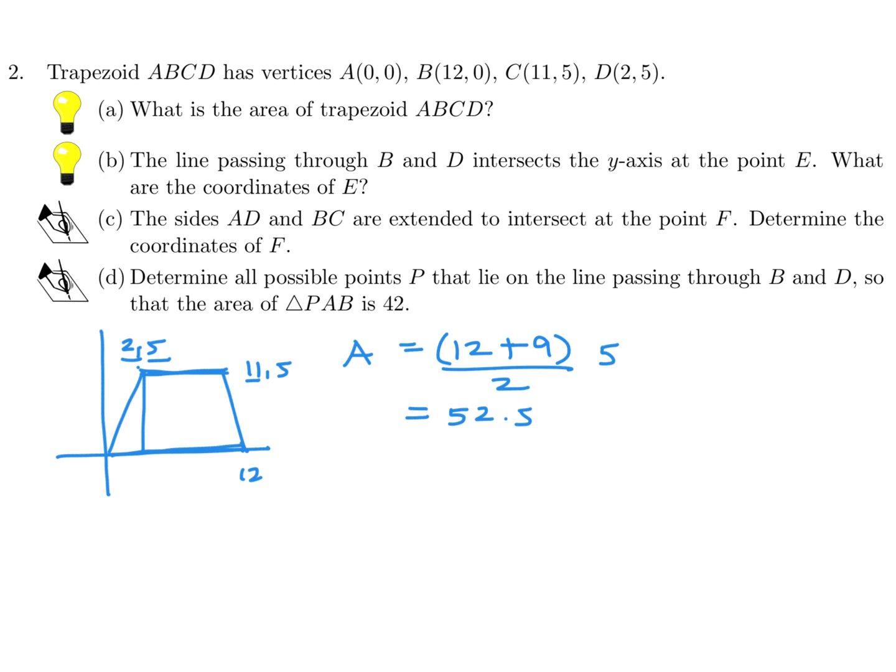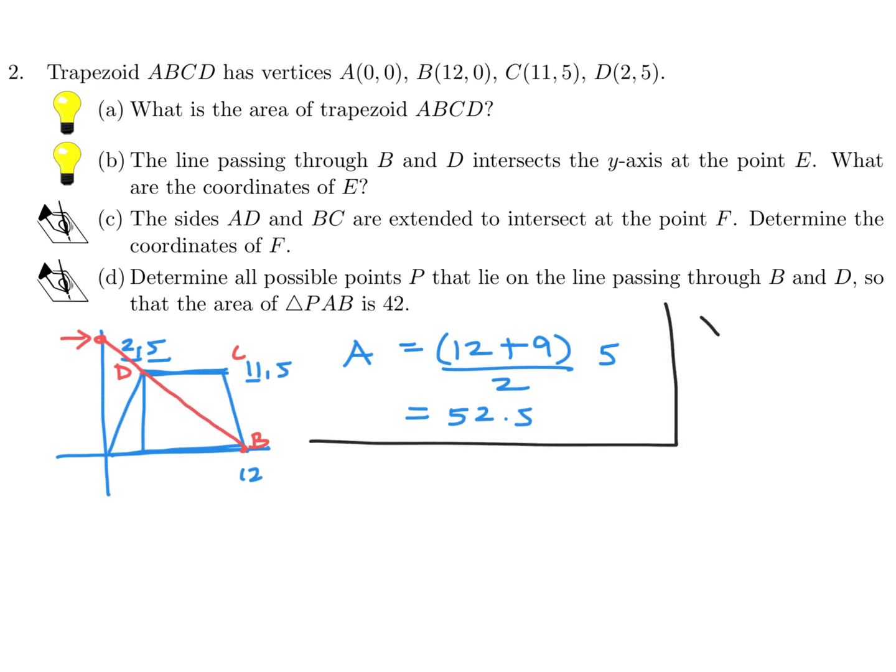The line passing through B and D intersects the y-axis at point E. What are the coordinates of that? Okay, so the line passing through, where was B anyway? This was B, I think, and then this was C, and this was D right here. So the line passing through B and D, I'm assuming this line right here, crosses the y-axis. So basically they want this point right here. Okay, no problem.